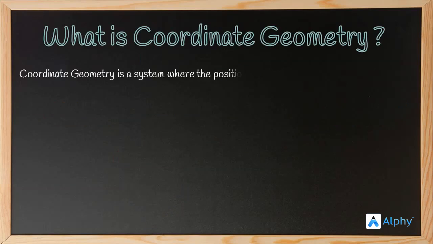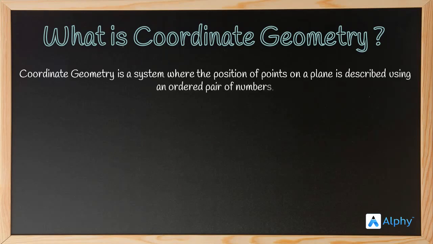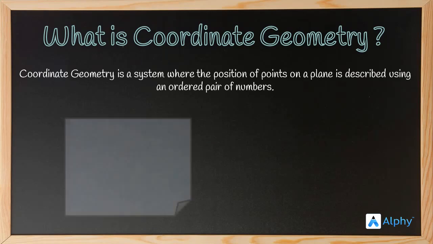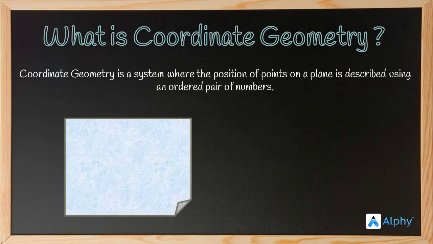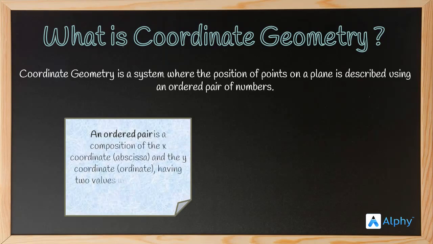It is a system where the position of points on a plane is described using an ordered pair of numbers. If you read this definition, you might be wondering what is an ordered pair or what is a plane. So, we start by describing what is an ordered pair. An ordered pair is a composition of the x coordinate, abscissa, and the y coordinate, ordinate, having two values written in a fixed order within parentheses.